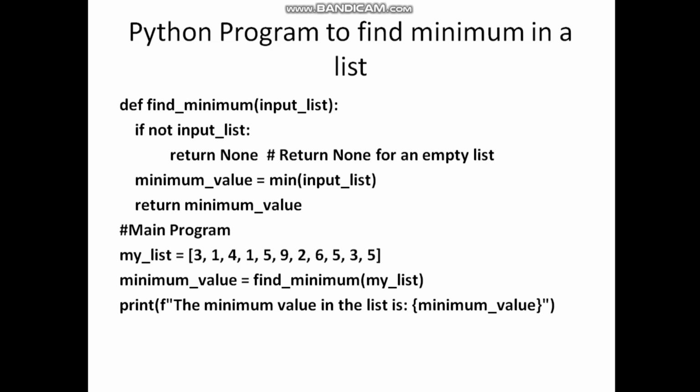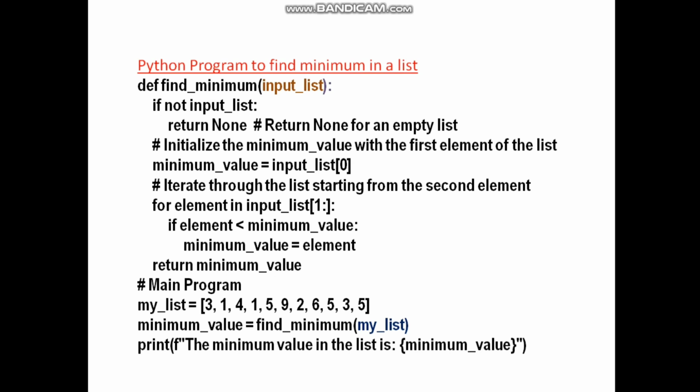Then the main program continues through the print statement, that is, I am going to print the minimum value in the list through the minimum_value. The second program is also the same program, finding the minimum element in a list, but here I am using a concept called slicing. Without the predefined min function, I am using the slicing concept here.